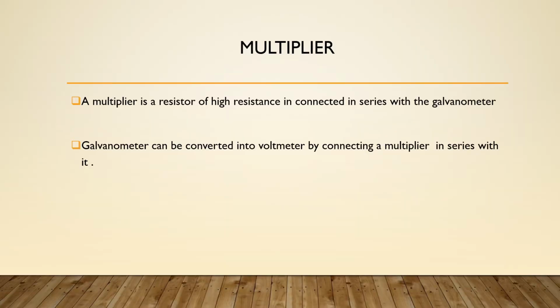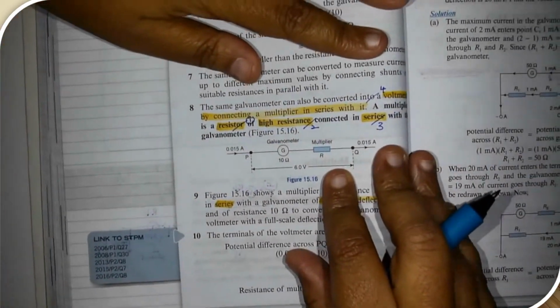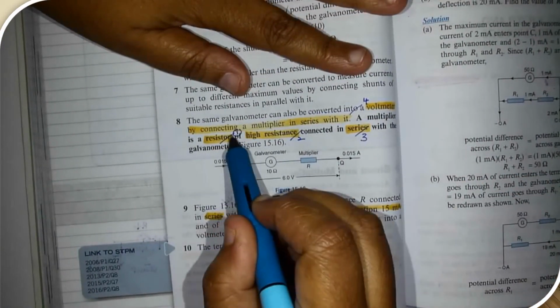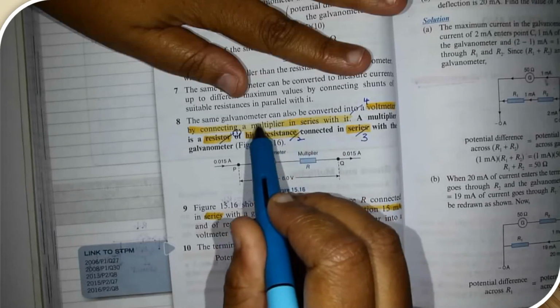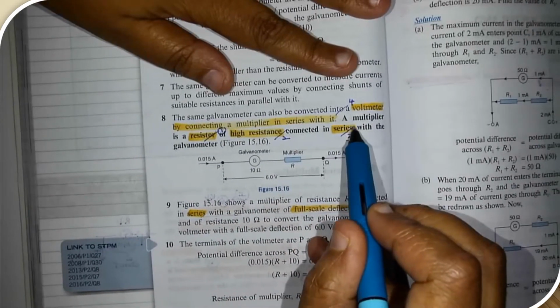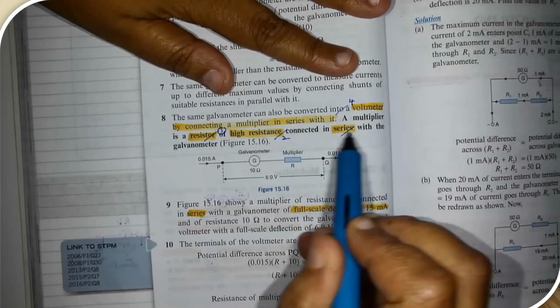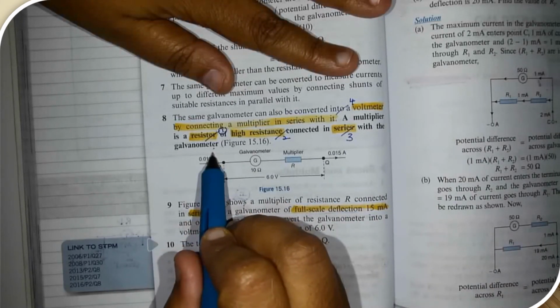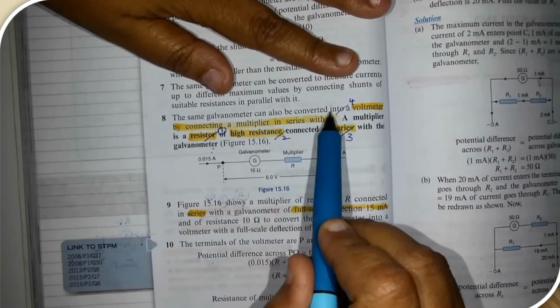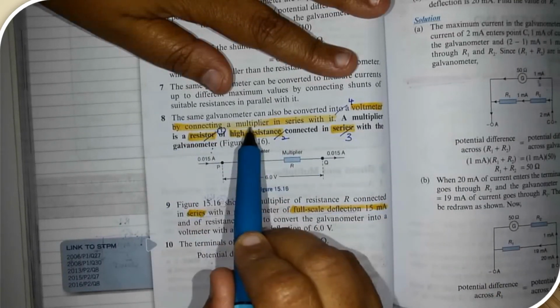Multiplier. A multiplier is a high resistance. It is usually used to convert a galvanometer to a voltmeter. It is usually connected in series with the galvanometer. Next one, which is a multiplier. Point number 1, it is a resistor. Point number 2 is a high resistance. Point number 3 is in series with the galvanometer. And point number 4, the same galvanometer can also be converted into a voltmeter by connecting a multiplier in series with it. Okay, so now let's look at this.